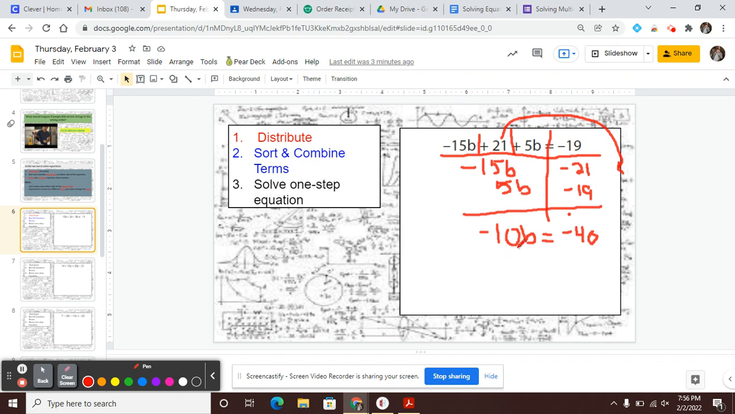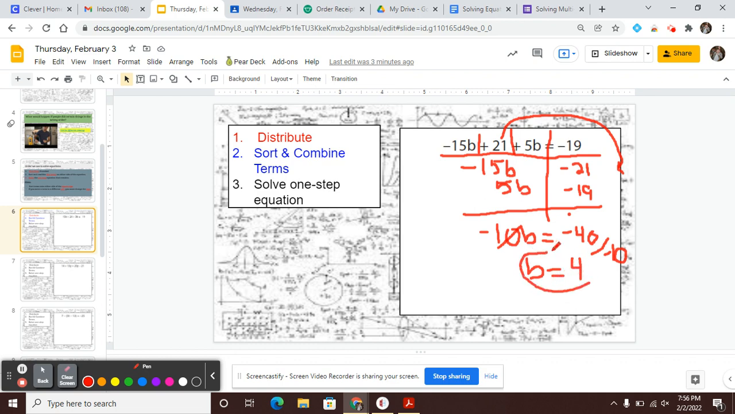And then to solve, now I'm on step 3, which is solve a one-step equation. All I'm going to do is get rid of this negative 10. When I get rid of the negative 10, I'm kicking it to the other side. When it goes to the other side, it does the opposite thing. So I'm going to do negative 40 divided by negative 10, and when I do that, my answer is going to be b equals 4.